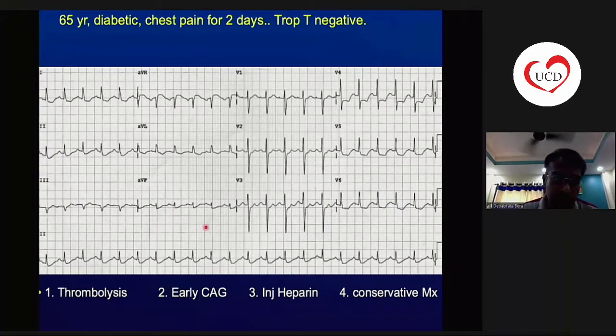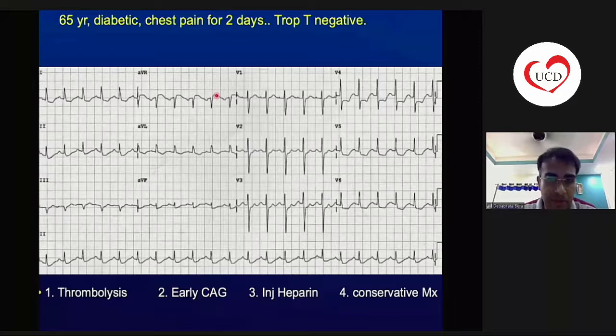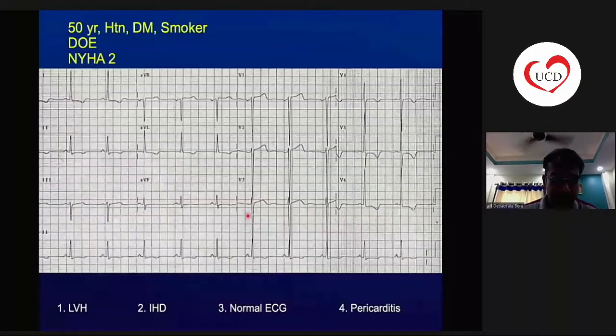So just to remember that when you have a ST elevation in AVR and ST depression in all other leads, it is something like a mirror image of a pericarditis. In pericarditis, you have ST elevation everywhere except in AVR and V1. This is something reverse of that. And in this situation, again, you have to follow an early invasive strategy.